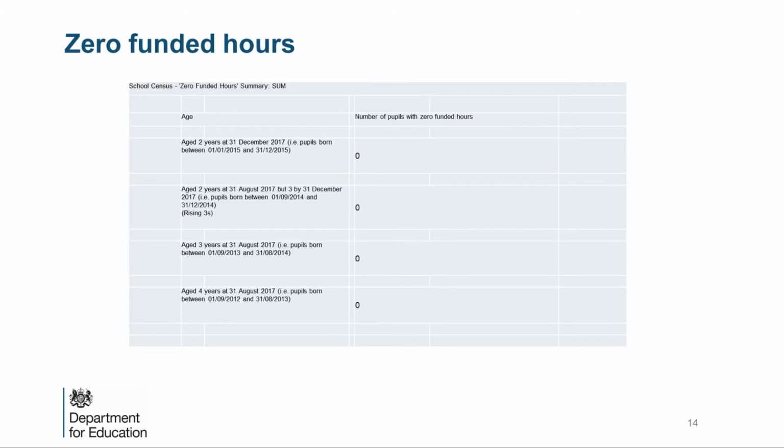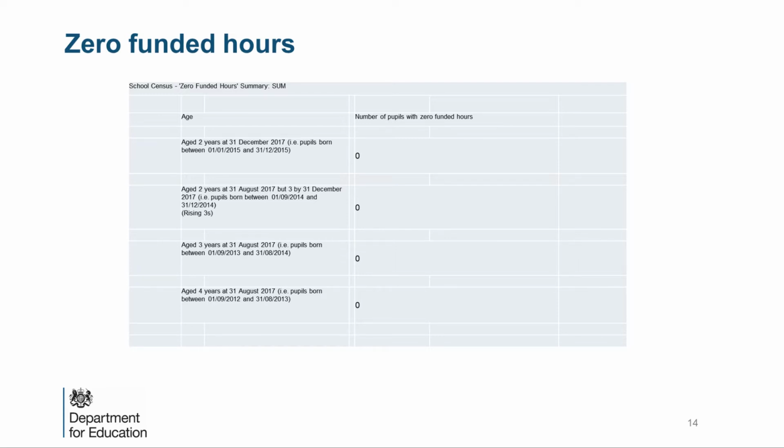The Zero Funded Hours report highlights the number of early years pupils who have zero funded hours recorded on your school census return. As funded hours is used to calculate the early years block of the dedicated schools grant, it's important that you check and verify this data.